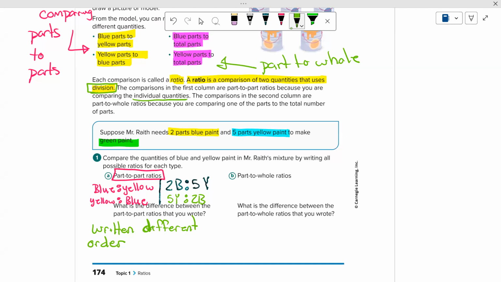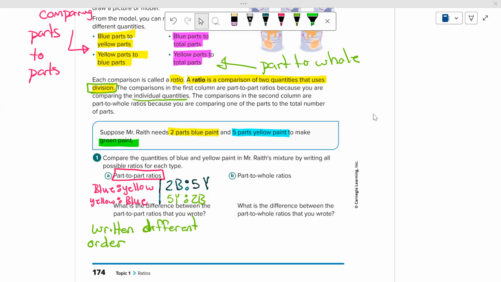Now, part to whole ratios is a little bit different. In fact, I would like you to pause the video and try to create it yourself on a separate sheet of paper. And then you're going to see what I wrote and what I talked about. So please take a second to pause the video and try that yourself. Go. All right, so here we are back. Hopefully you did that. Let's see what you got and compare it to mine.